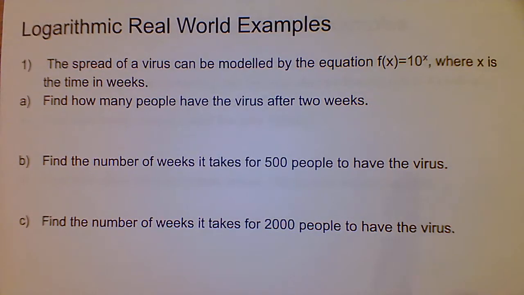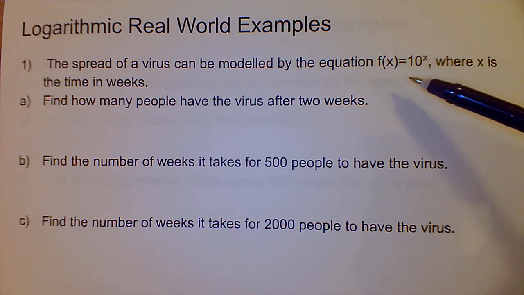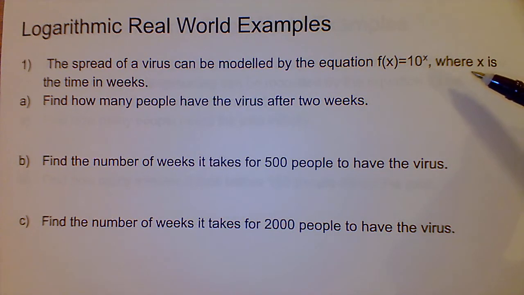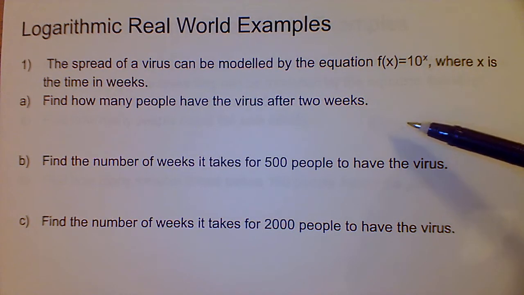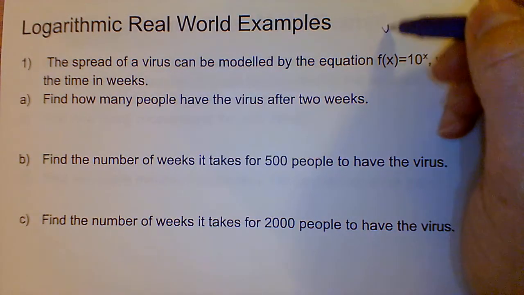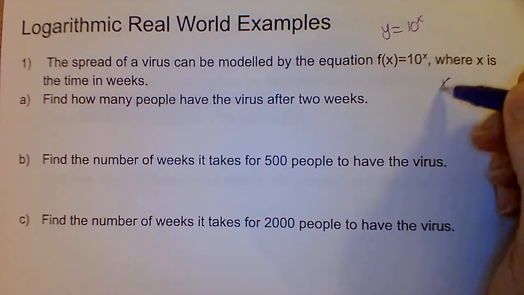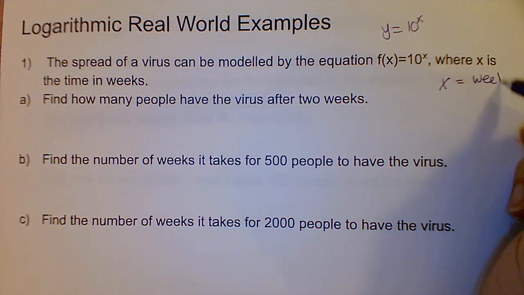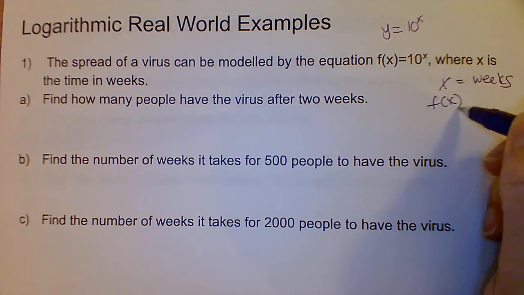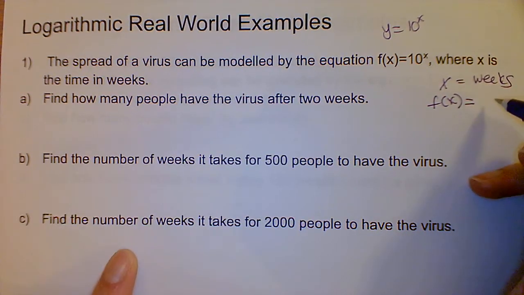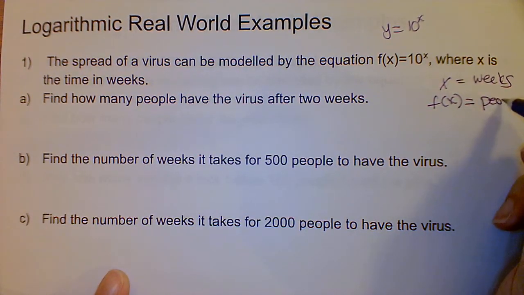All right, so let's look at some real world examples. The spread of a virus can be modeled by the equation f of x equals 10 to the x, where x is the time in weeks. Part A, find how many people have the virus after 2 weeks. Remember, we can also write this as y equals 10 to the x, so don't be fooled. I'm just going to write down x equals weeks, and then our f of x here is the number of people with the virus.